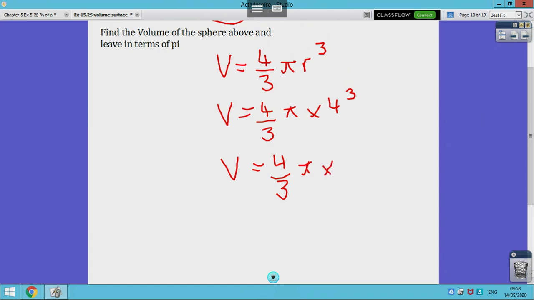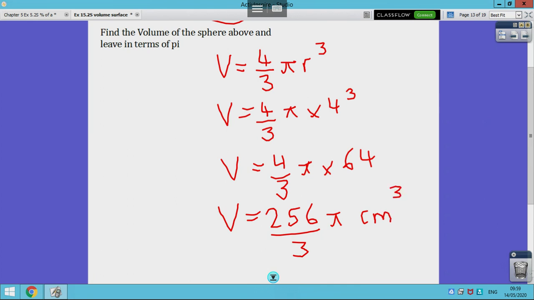pi multiplied by 64. Now, when we're finding 4/3 times 64, you can think, is 64 divisible by 3? No. So what we're going to have to do is multiply 4 by 64 and then write it as a fraction over 3. So 4 times 64 is 256 over 3 pi centimetres, wait for it, cubed. There we go. Okay, so that's your answer. Make sure you write that down, please, and that's your first example of finding the volume of a sphere.